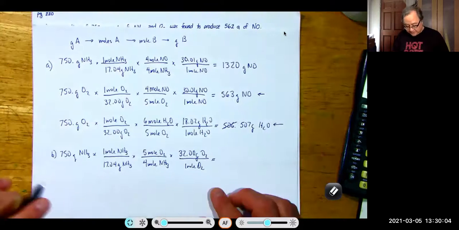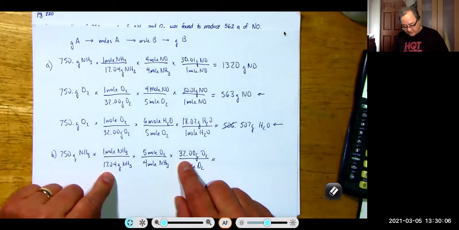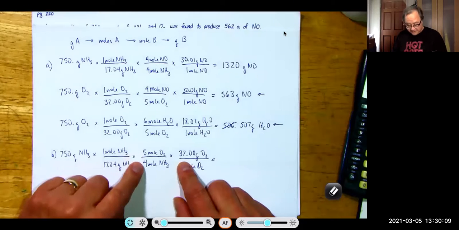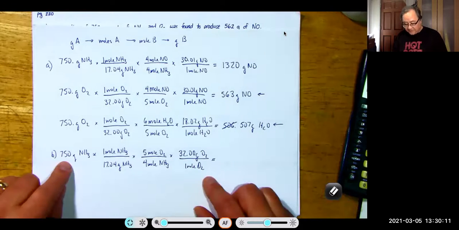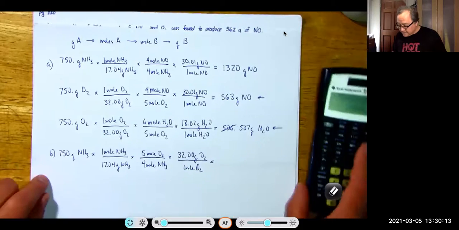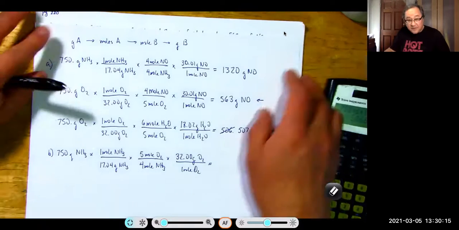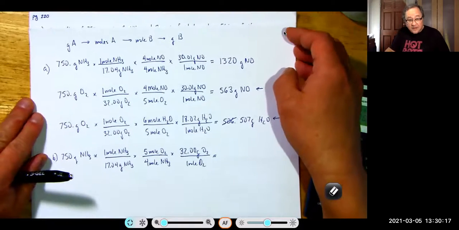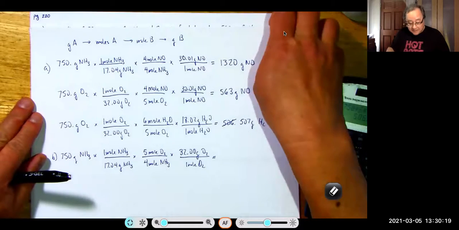Estimating again, 17 goes into 32 about 2 times 5/4. I'm going to say 2. So it's going to be around 1,500. And let's see what we get. Well, I kind of discombobulated the paper there.